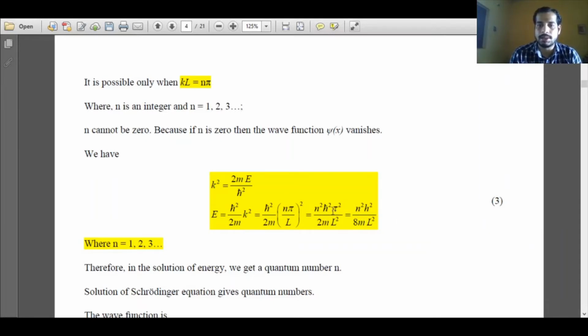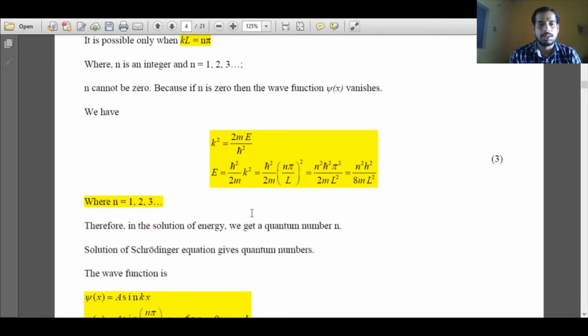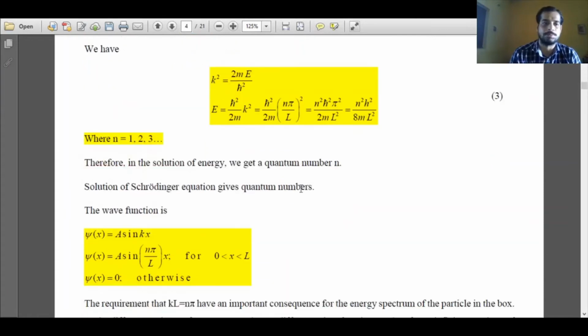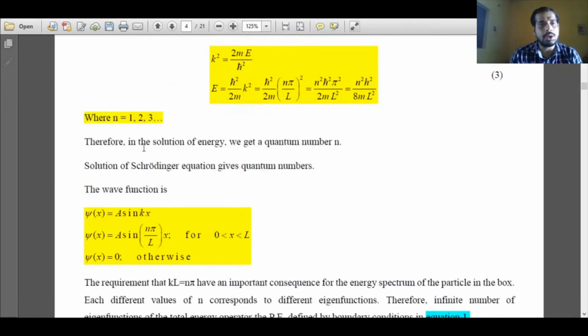Here please mark the difference between h bar square and h square. This is only h square, and in the previous expression this is h bar square. Therefore, we are getting the solution of energy from k square. We will also obtain the same expression for energy later in the same session by solving the eigenvalue eigenfunction problem. So now we'll continue with the wave function.